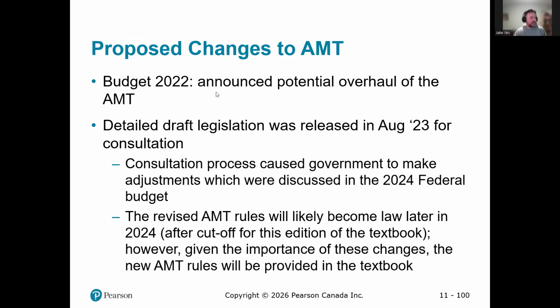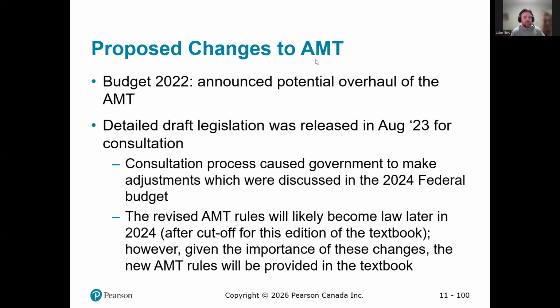In budget 2022, there was an announced overhaul of AMT. This has not gone into play even in the 2024 federal budget, but it is expected that these rules will come into play very soon. So we're going to discuss them, but they're low priority right now because they're not officially taken hold.